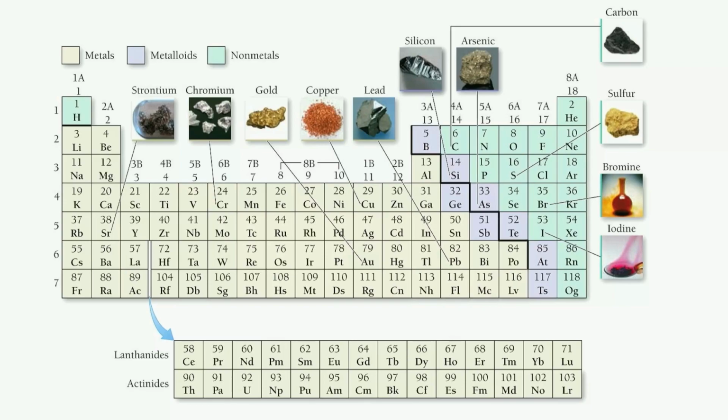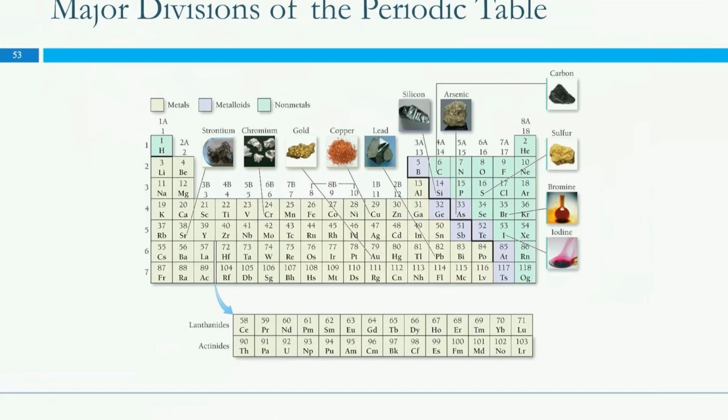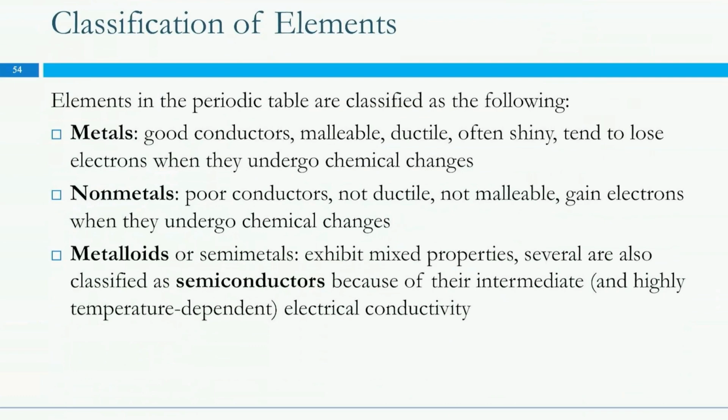nonmetals. So metals all have pretty similar properties. Good conductors, malleable, ductile, meaning you can stretch them into wires. Non-metals tend to be poor conductors. They tend to be non-ductile, non-malleable, meaning that when you try to smush them or crush them, they just crumble instead of deforming. Metalloids have a lot of properties in between.